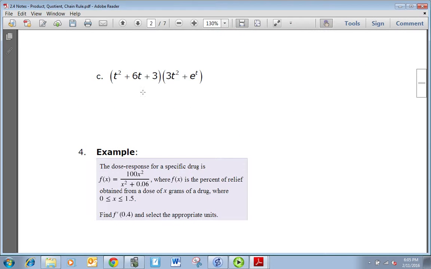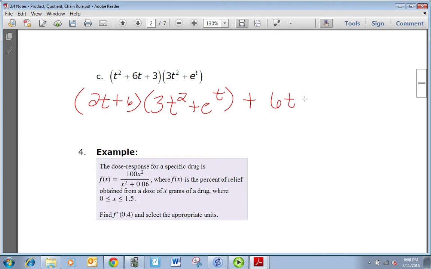Alright, one more product rule. So derivative of the first is 2t plus 6 times the second, 3t squared plus e to the t, and we're going to add the derivative of the second, which is 6t plus e to the t, times the first. First is t squared plus 6t plus 3. And again, you do not need to simplify. That is just fine the way it is.